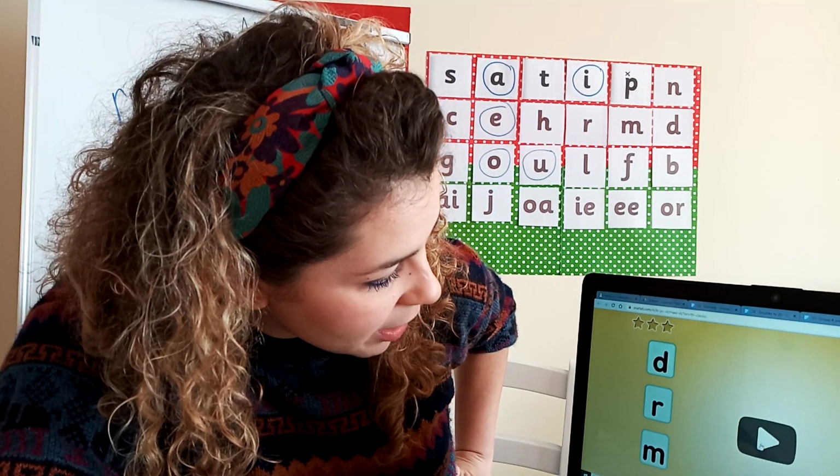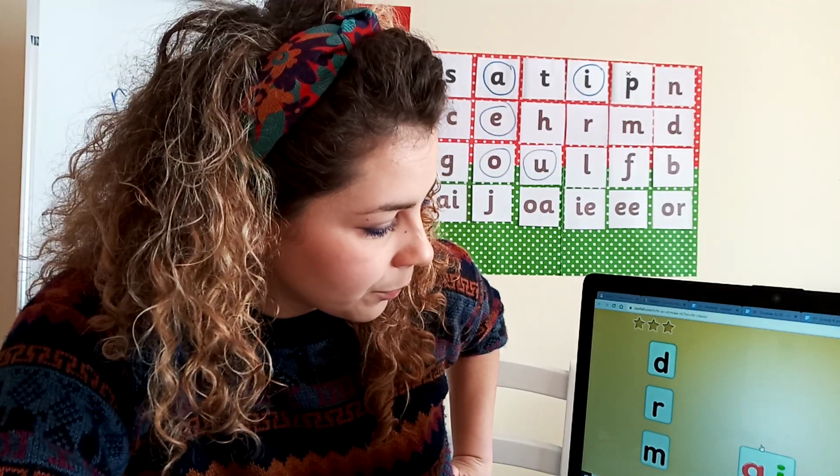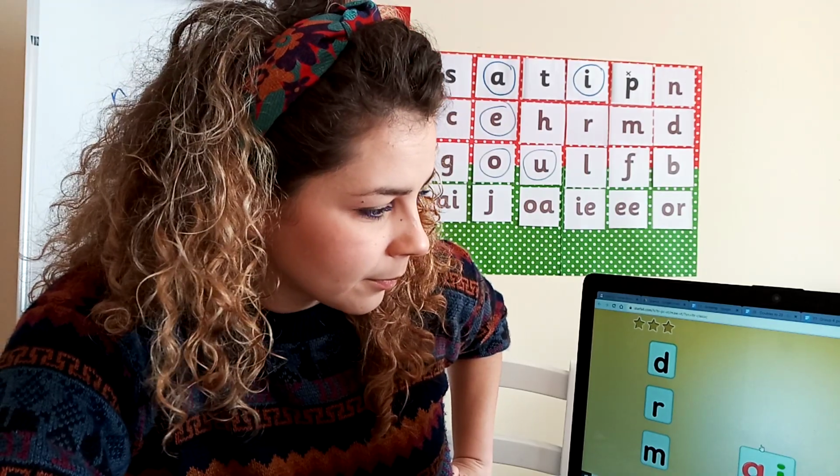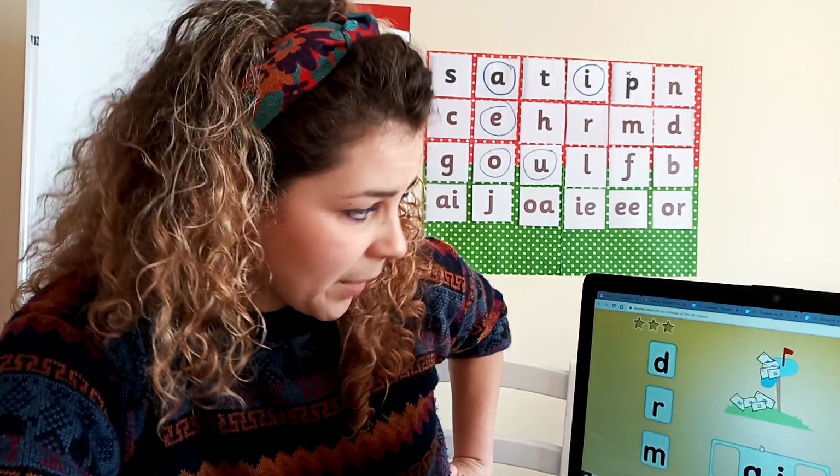Okay, so let's see what we have here. When vowel teams go a-walking, the first vowel does the talking. Make a word to match the picture. Male.